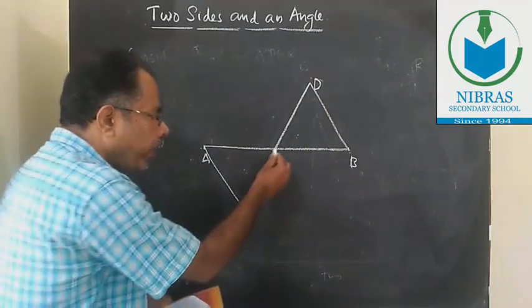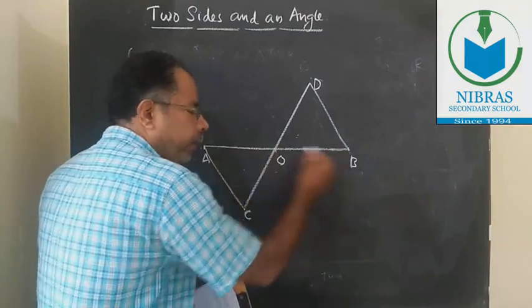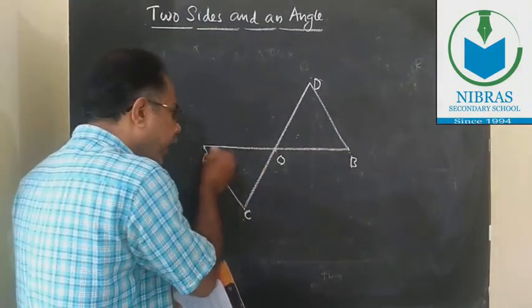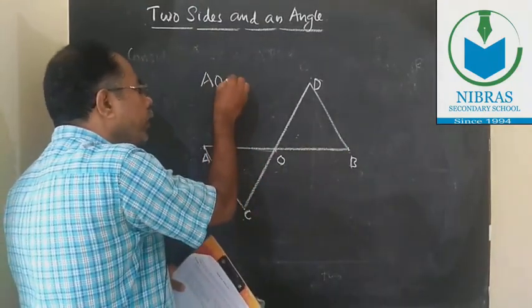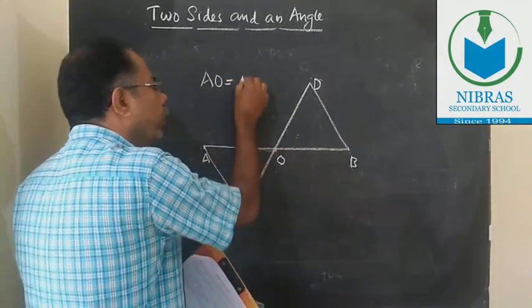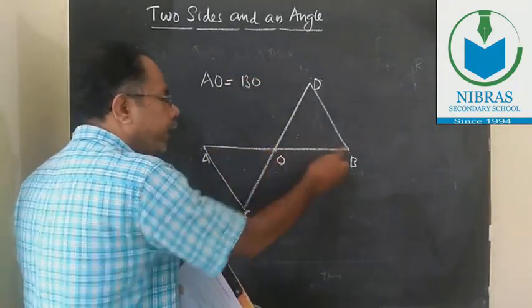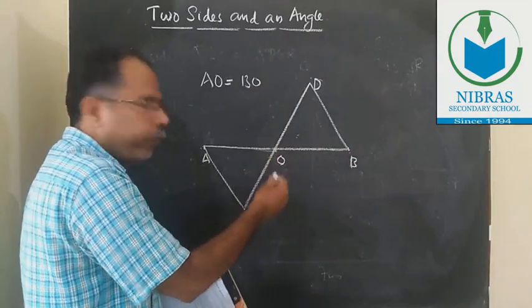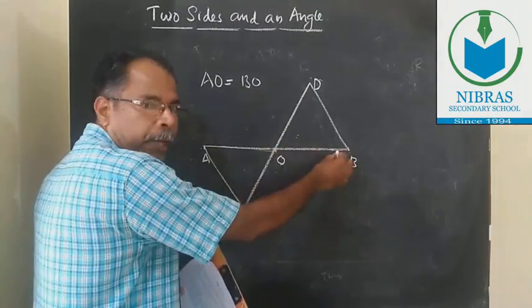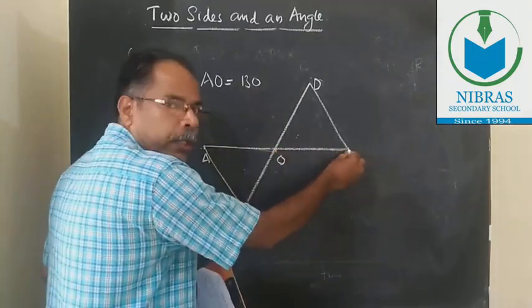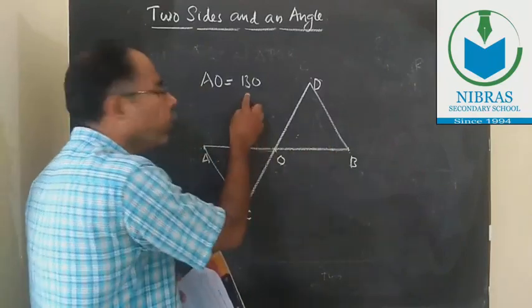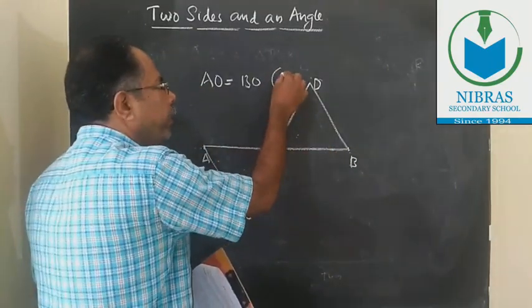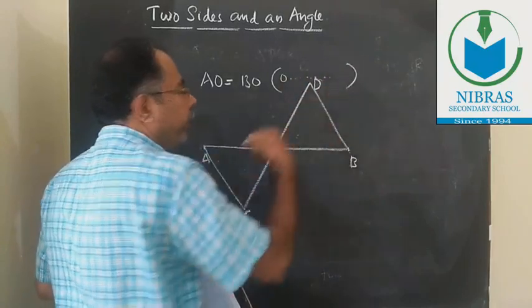Listen, O is the midpoint of AB. So, AO is equal to BO, right? Why? O is the midpoint of AB. Therefore, this line is equal to this line. AO is equal to BO. We can write in brackets, O is the midpoint of AB.